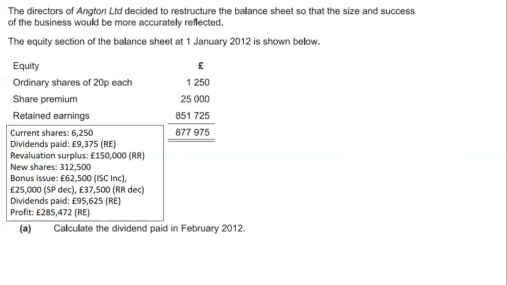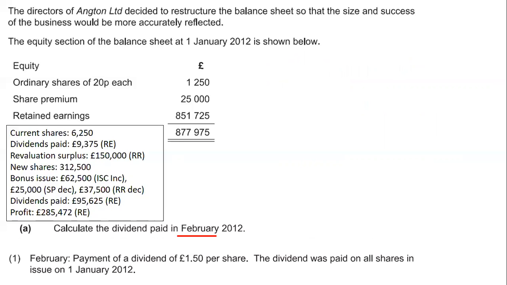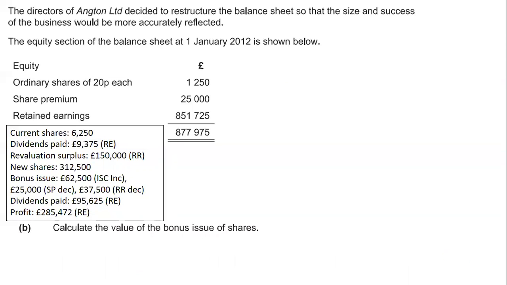Okay, now we can actually start answering the questions. So calculate the dividend paid for February 2012. And this is what I'm going to show you. We get marks very quickly now. So we've done all the hard work. Now we just get to get all the marks. So this question was worth 3 marks. All I need to do is look in the box, double check which one was February. And that was number 1. So that's the first dividends paid. So it's just 9,375. 3 marks.